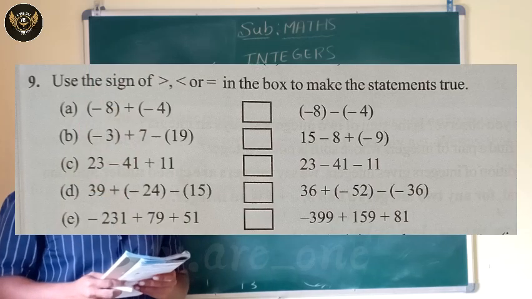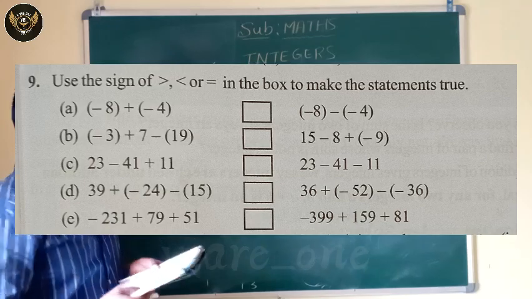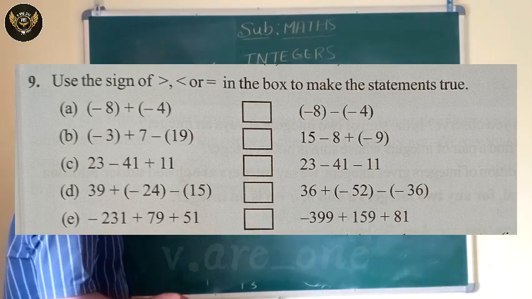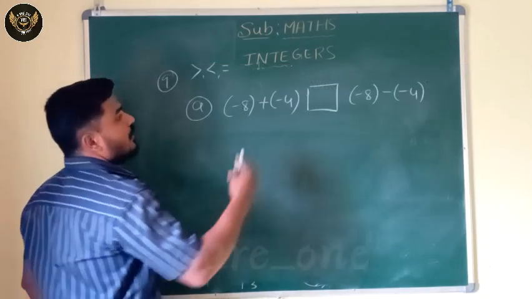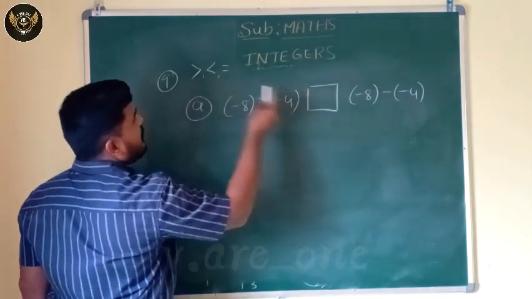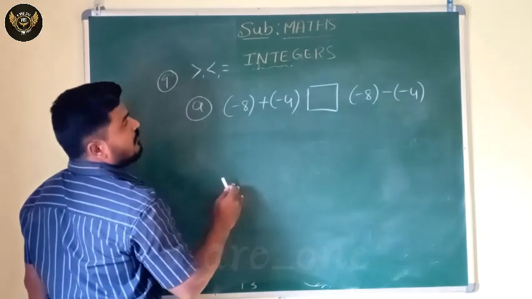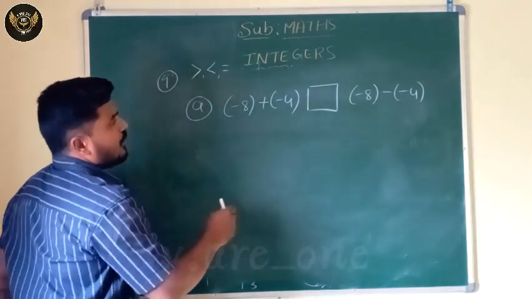Next, ninth question. Use the sign of greater than, lesser than or equals to in the box to make the statement true. First question, minus 8 plus of minus 4, blank, minus 8 minus of minus 4. We have to fill this box with greater than, lesser than or equals to. First, we have to simplify the equation, then we can apply which sign suits this statement.